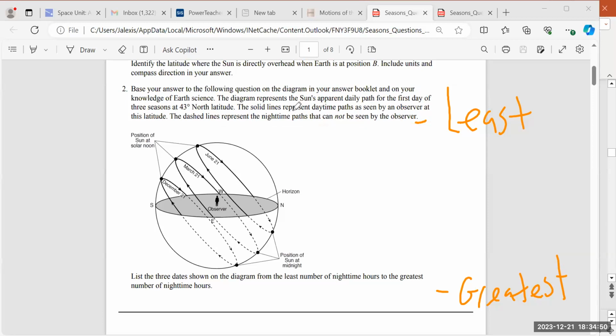All right, and so all three of these positions represent the sun at solar noon. So it says, list the three dates shown on the diagram from the least number of nighttime hours to the greatest number of nighttime hours. One thing we do have to keep in mind, if you want the greatest number of nighttime hours, that means you need the least amount of daytime hours.